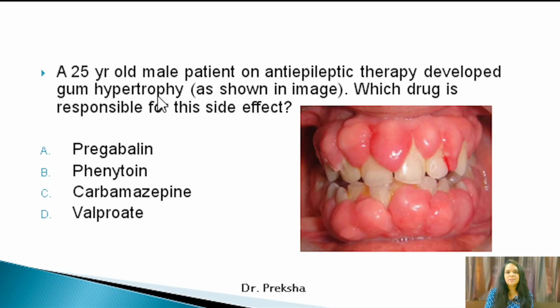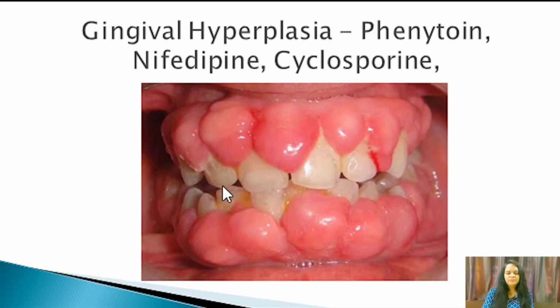A 25-year-old male patient on anti-epileptic therapy develops gum hypertrophy as shown in the image. Which drug is responsible for this side effect? Pregabalin, phenytoin, carbamazepine, valproate. Gum hypertrophy is a common side effect of which anti-epileptic drug? Phenytoin. So the correct answer here is phenytoin. This type of image-based question can also be asked in INI-CET, NEET PG and in FMG exams. So let us see some common ADRs which can be asked in your exam.